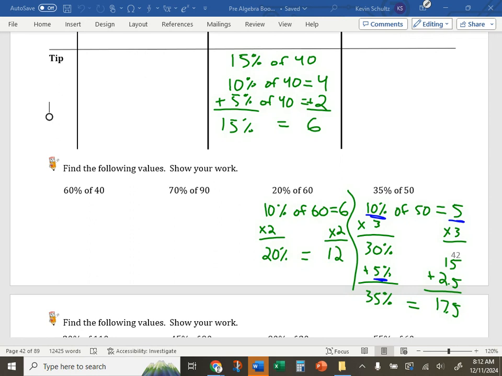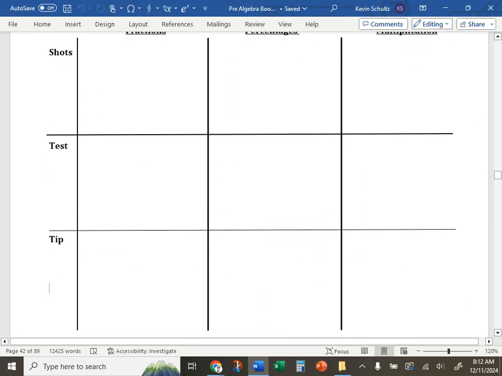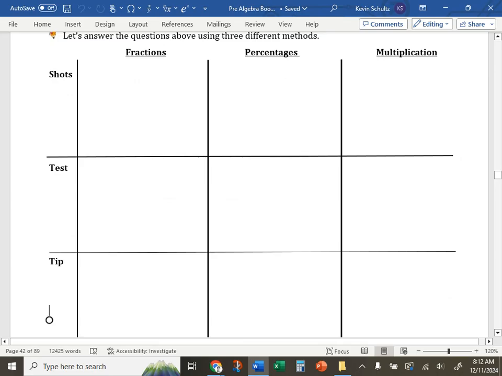All right, the last method, the multiplication method. This is everyone's favorite because it's the easiest. That's why I save it for last. So again, looking at our example of the shots, we had 30% of 20. Does anyone know this multiplication method?